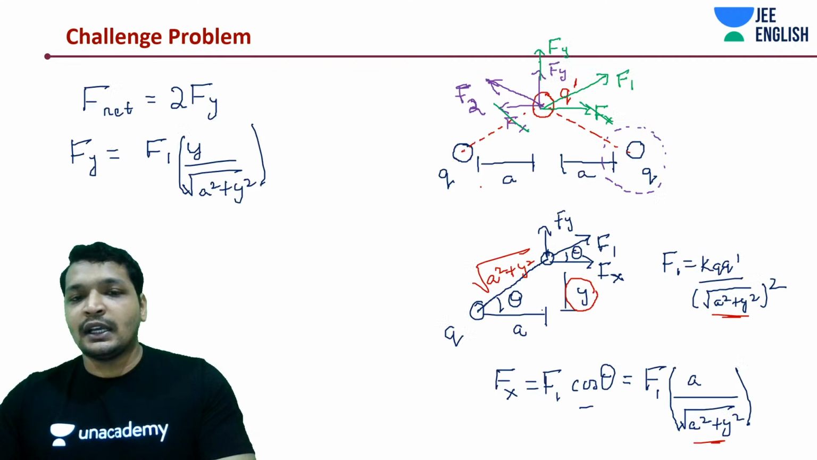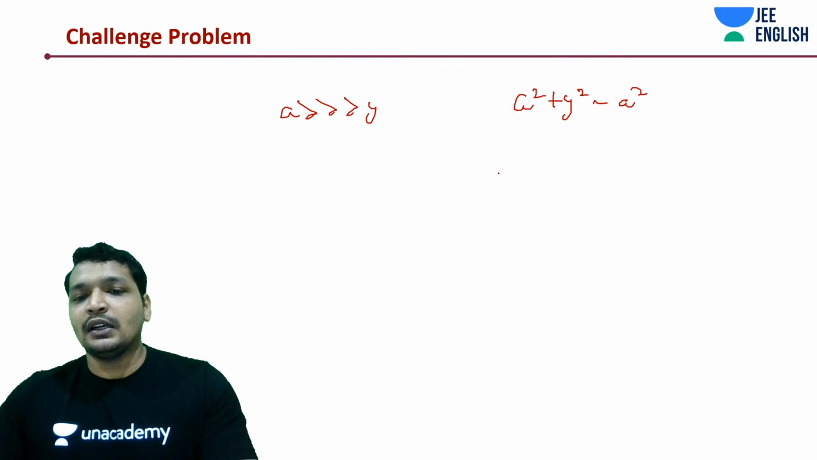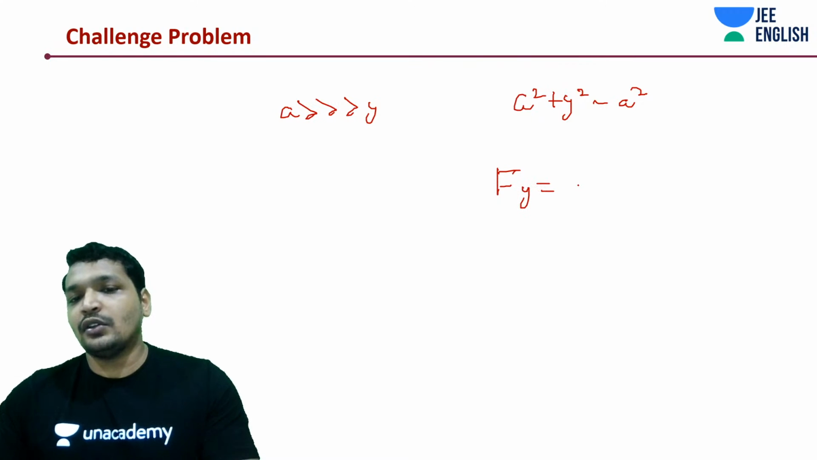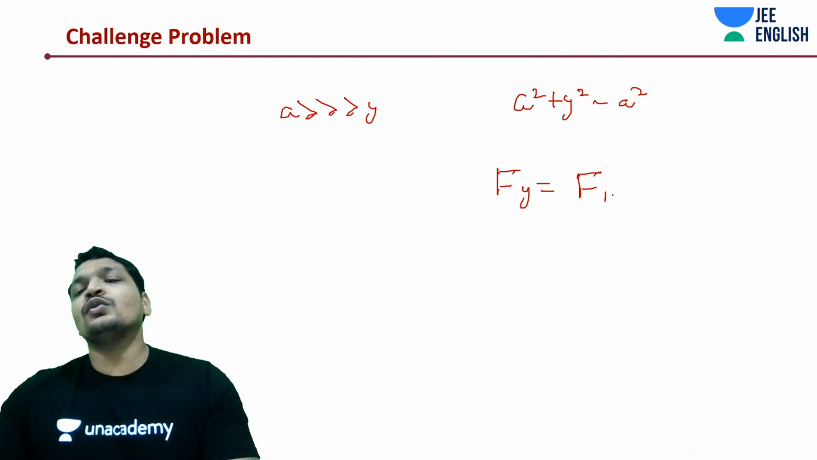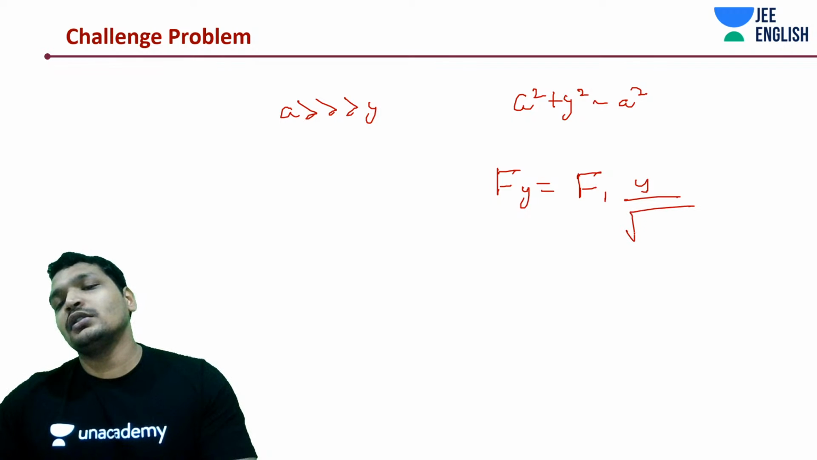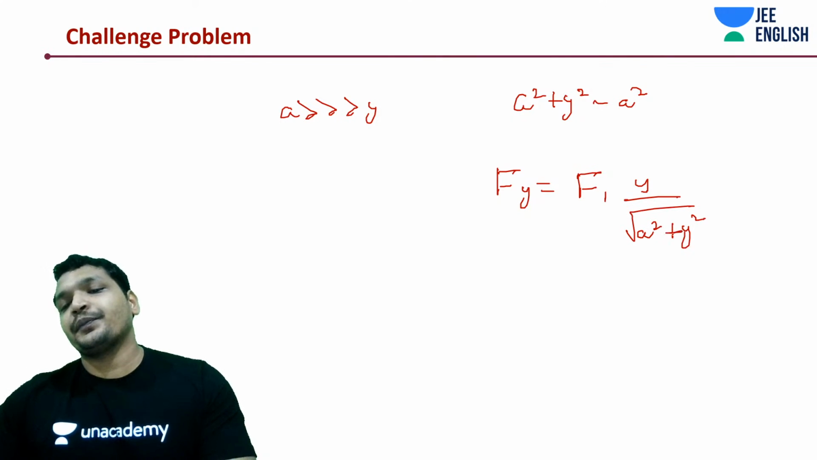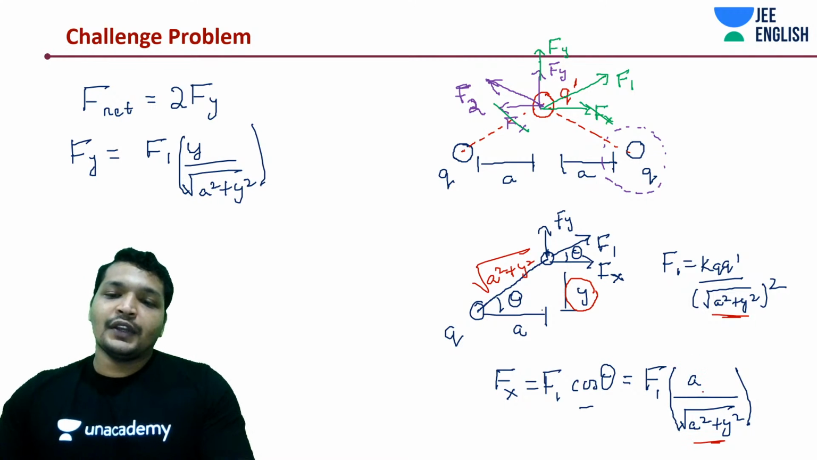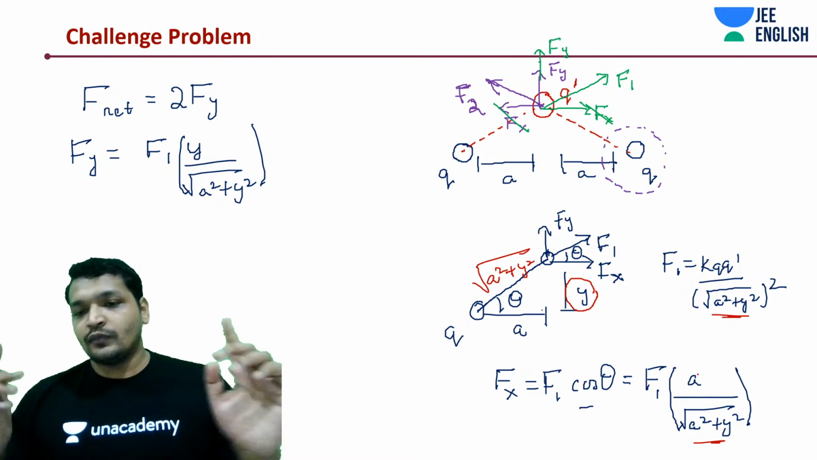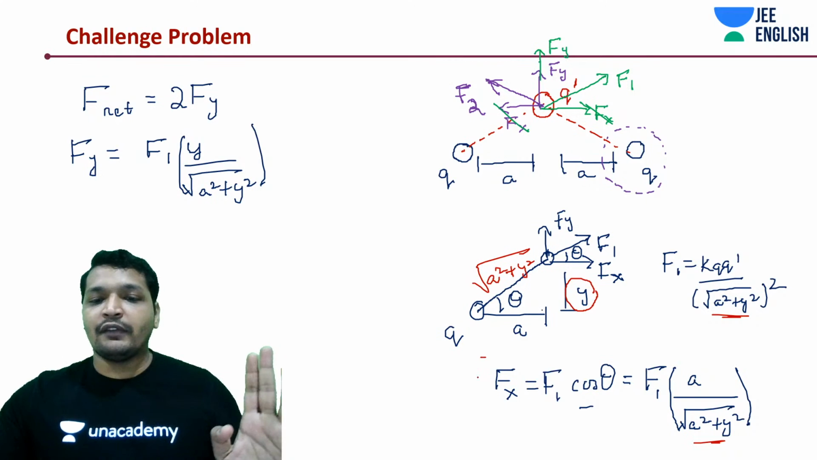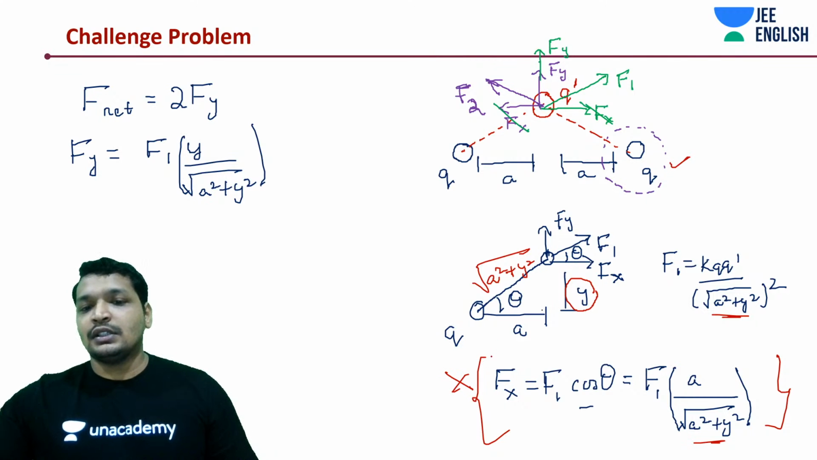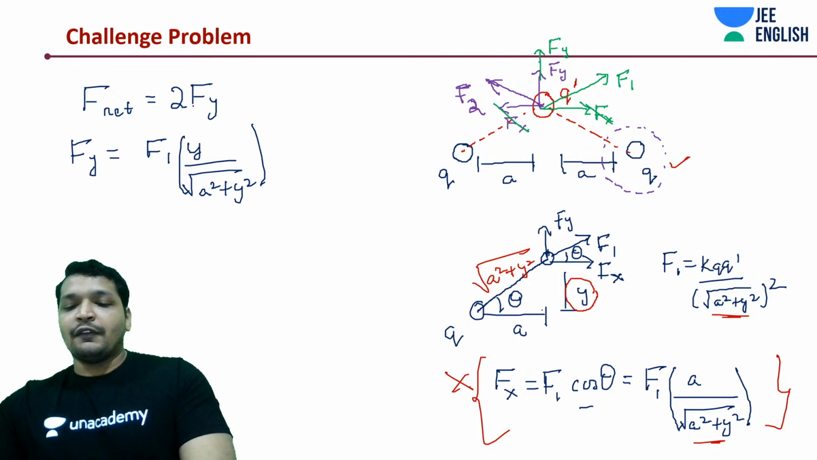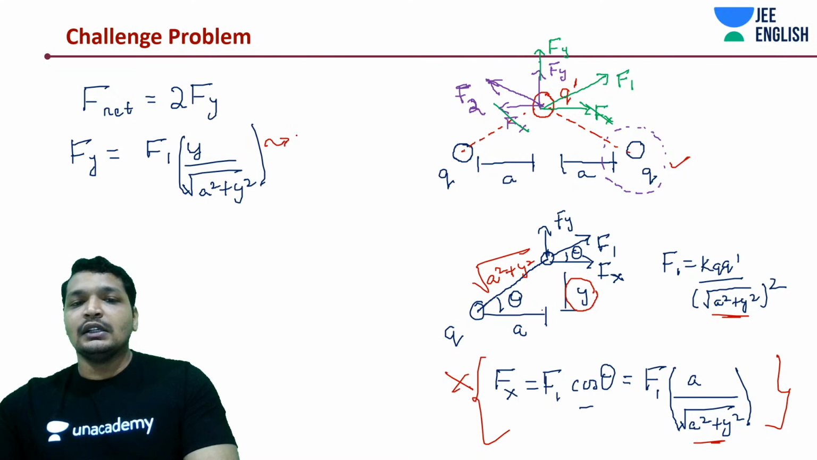So if you write down this entire value, you will see this is nothing but f in the y direction, which is going to be total, f net is going to be 2 fy. So this is going to be f1 into y divided by under root a square plus y square. Fy is proportional to y, fx is proportional to just a. But anyway, it's just cancelled out, so this is irrelevant. You'd have a counteracting force from the other charge. This fy is just f1 into y divided by under root a square plus y square, which is nothing but f sine theta.